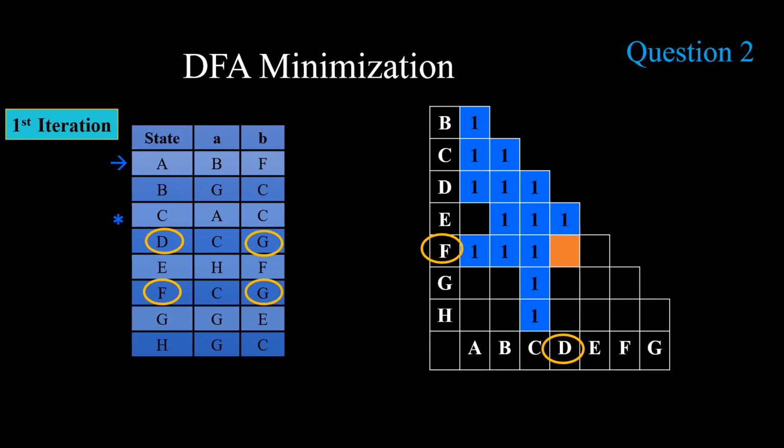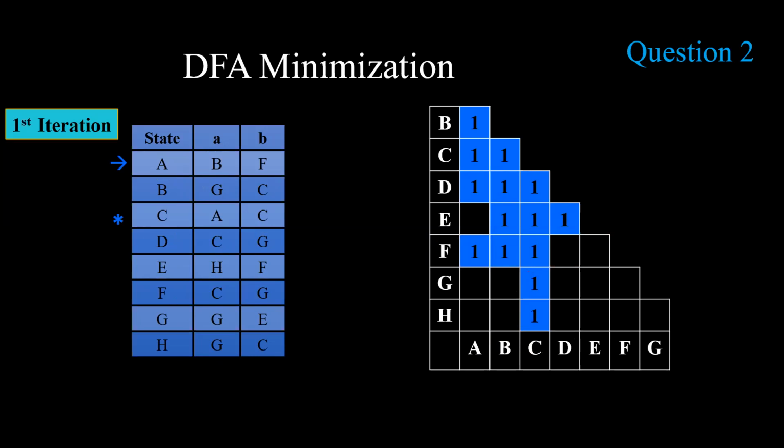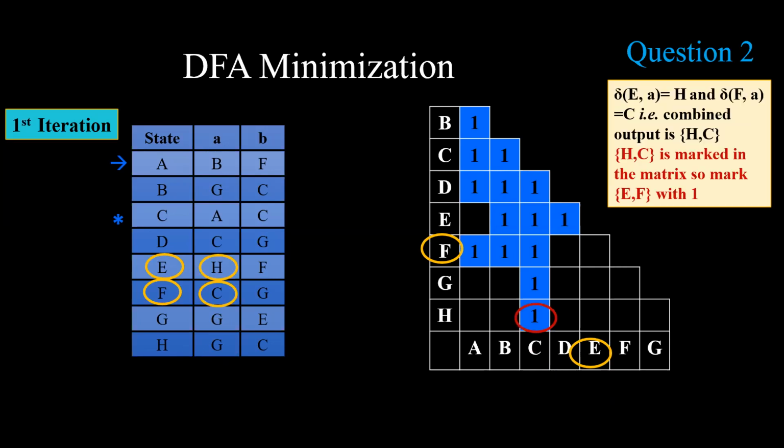Next, we go to DF on B. This gives us GG. GG does not exist, so this particular cross point will remain unmarked. Next, we move to FE. FE on A gives us CH. Since CH is already marked, we will mark this.